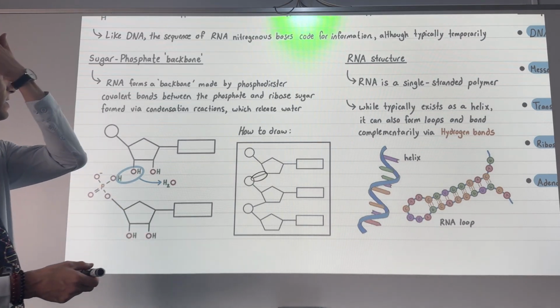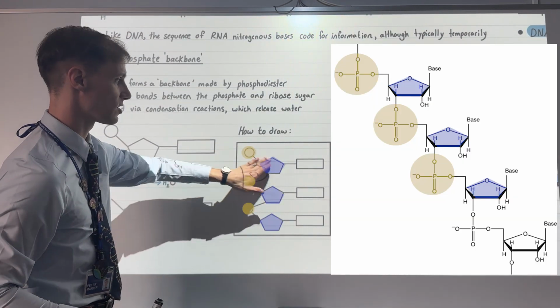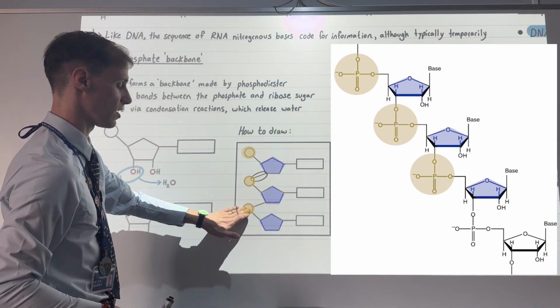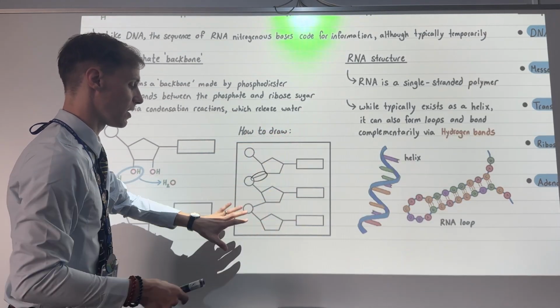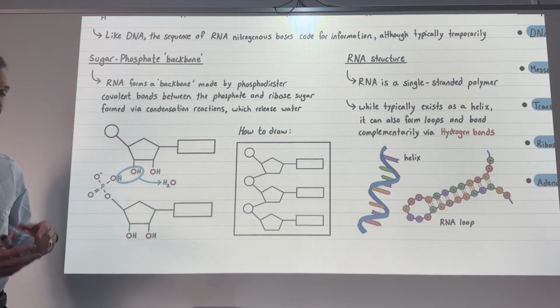So when a phosphate sugar backbone is described, again, this refers to phosphate, sugar, phosphate, sugar, phosphate, sugar. And all of the bonds that you see here are all covalent. Thus, the structure is fairly stable.